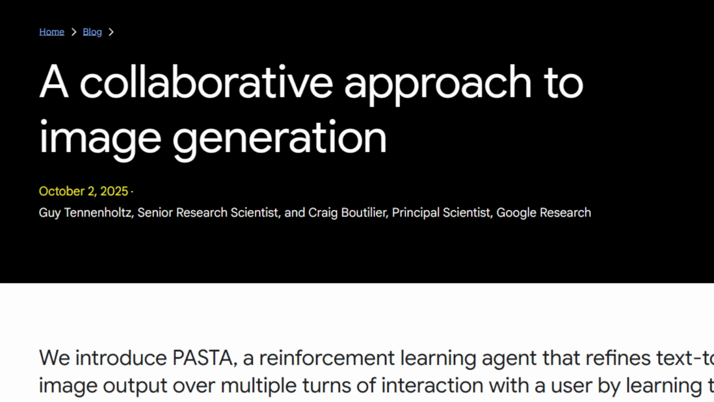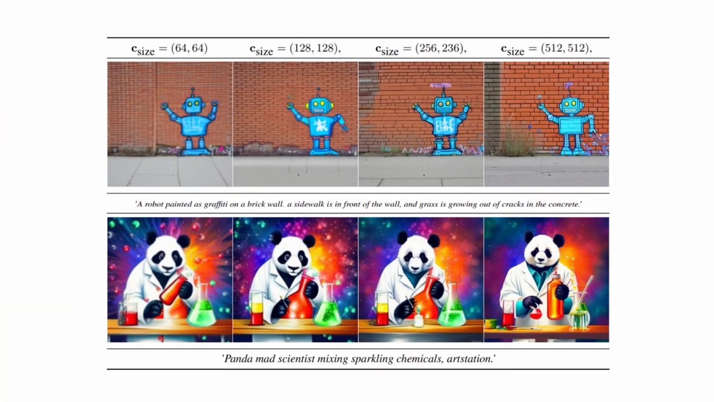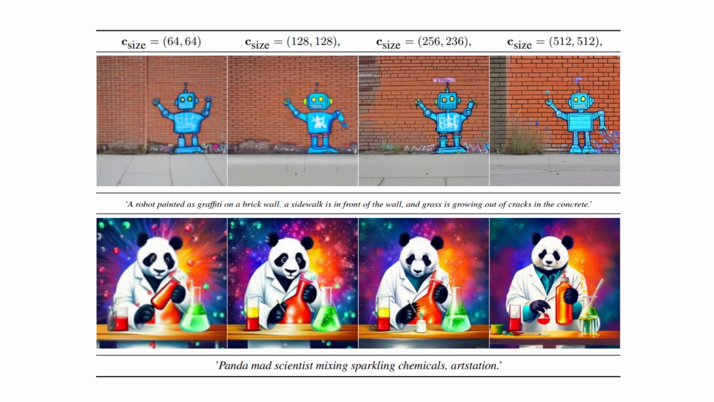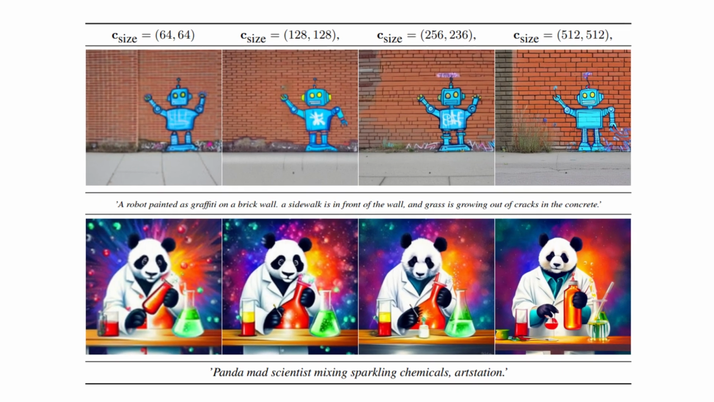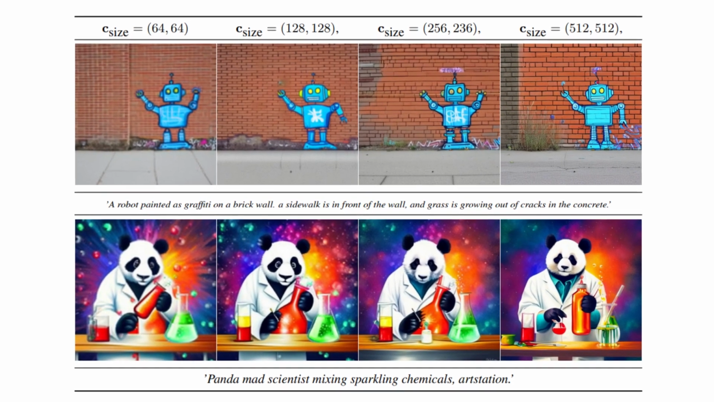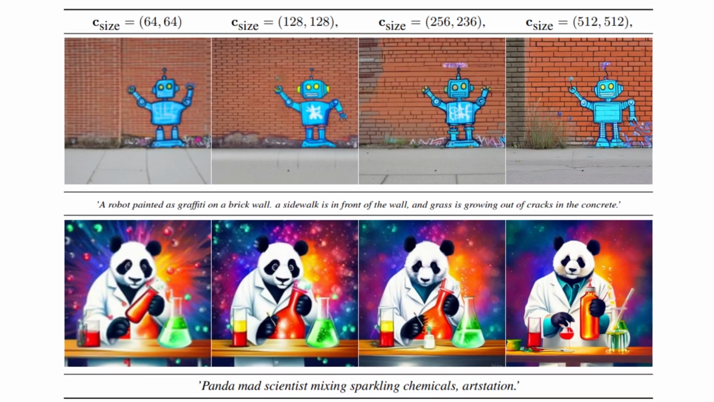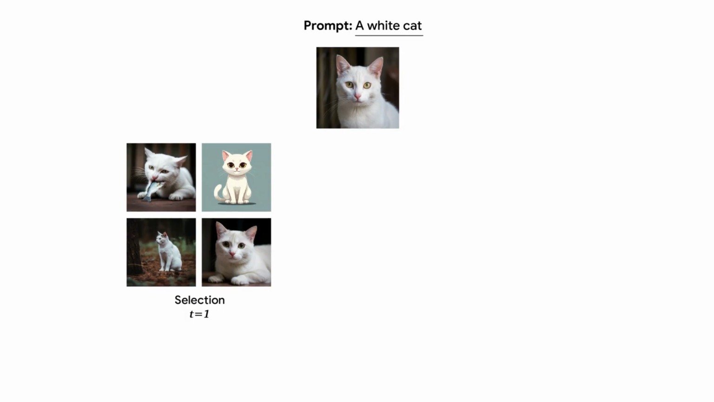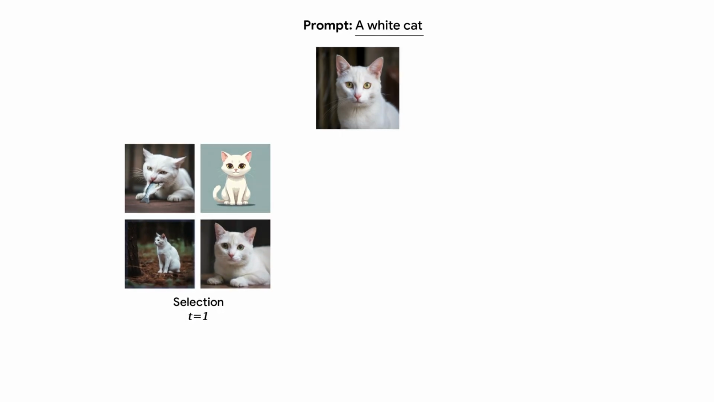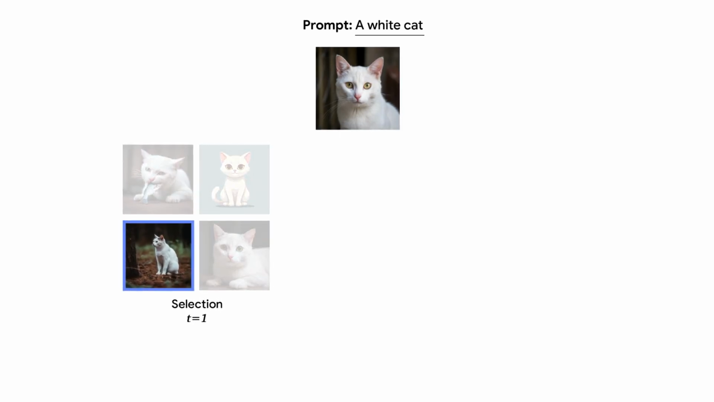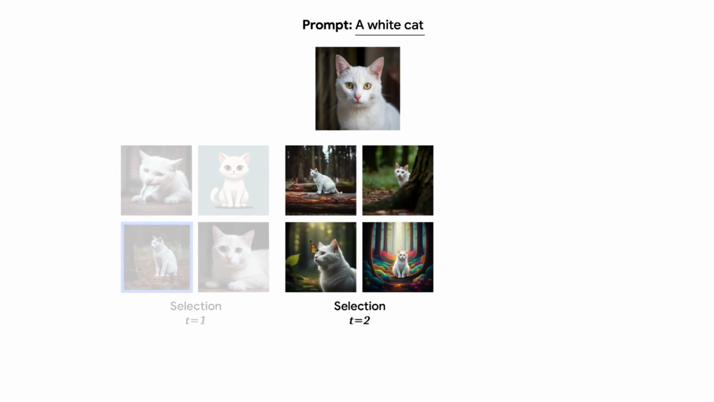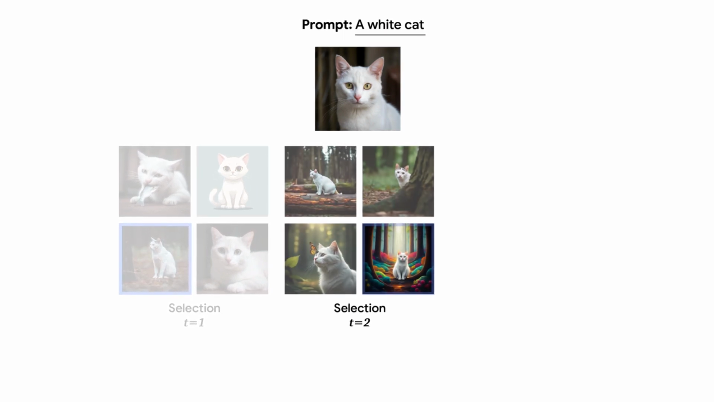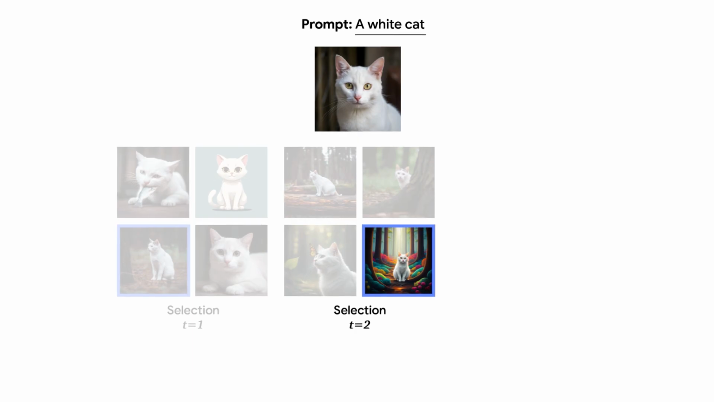Now let's talk about what makes Pasta different from competitors. Midjourney has an amazing model, but no real interaction. Stable Diffusion gives you control, but requires technical knowledge. Pasta combines the best of all these: great image quality, easy interaction, and personalized results. You don't need to be a prompt engineer. You just click on images you like and Pasta does the rest. The system also works with different image generation models. Google tested it with Stable Diffusion XL, but the framework works with any text-to-image model.